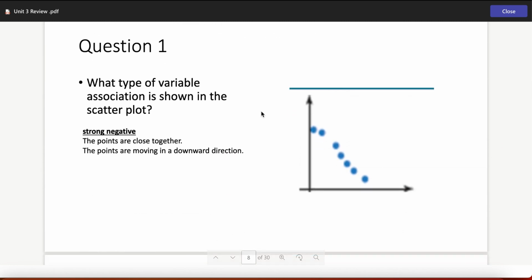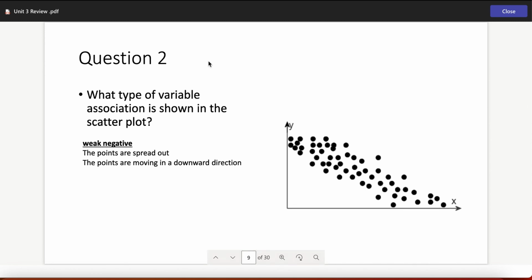So we're going to start with question 1. What type of variable association is shown on the scatter plot? I'll pause this video and see if you can figure it out. So this is basically a strong negative association because the points are close together. The rest of them are a little far distant. And it's moving in a downward direction, a negative direction. That's all you have to know: if it goes in that direction, it's negative. It's a downward direction, and it's a strong negative because the points are close together.